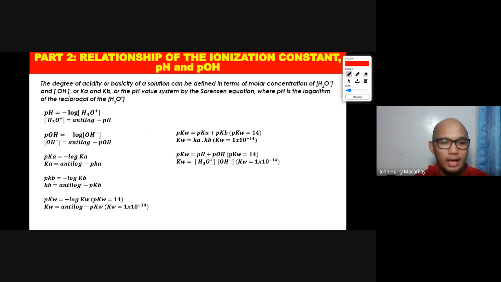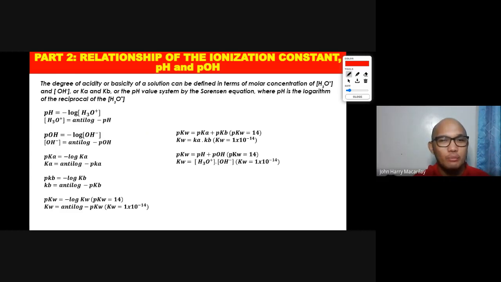So in difference with your pKa, the lower the value of the pKa, the stronger the acid. And then for pKb, the lower the value of the pKb, the stronger the base. And then the relationship between your pH and your pOH is derived from the formula of your pKw, since it is between your hydronium ion concentration and your hydroxyl ion concentration. If you will make the value of your hydronium ion and your hydroxyl ion concentration into a bigger value, that's your pH and your pOH. The same with your Ka and your Kb. So if you will make it bigger, it is also your pKa and your pKb.